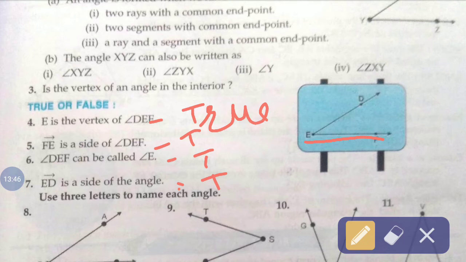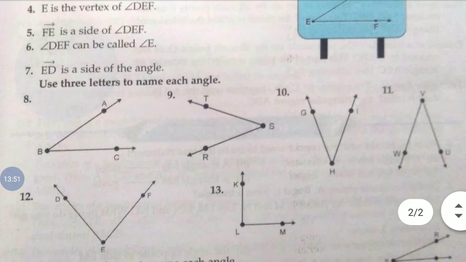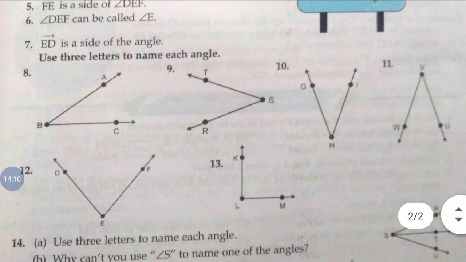Then the next question. Use three letters to name each of the angles. This you are going to do it, as it is very easy. As I said, you have to start from any of the sides, but what is important is that your vertex should be in the middle.